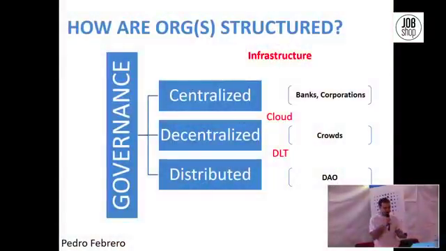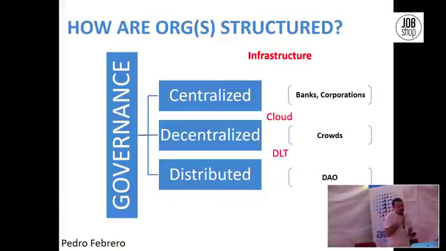Finally, on the last one, we have distributed organizations. These are a bit more complex and newer types of organizations that are only possible to exist because blockchain technology exists. So it's a type of organization that exists within a distributed ledger technology with economic incentives. I'm going to speak a little bit about this in the next couple of slides.